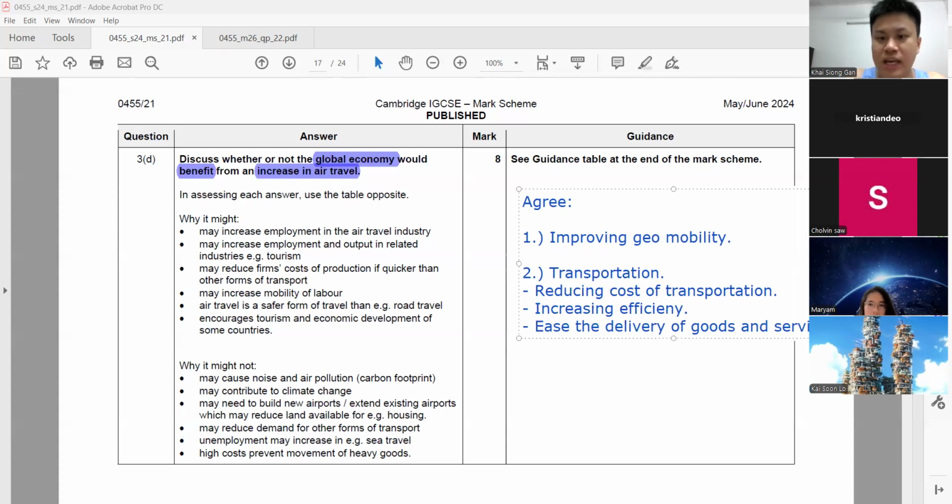Okay, you can say more trade. I think you talked about more trade, but it's just that the explanation was not good. Okay, more trade, more international trade.